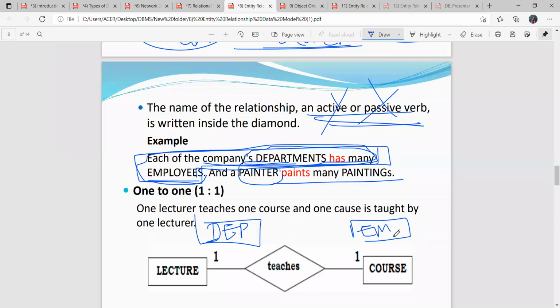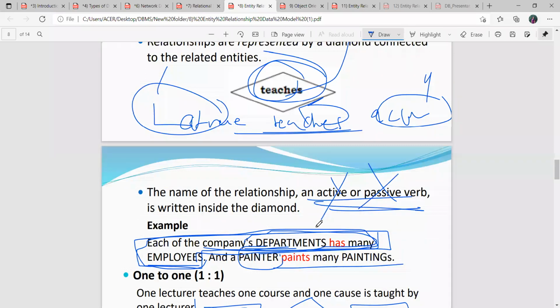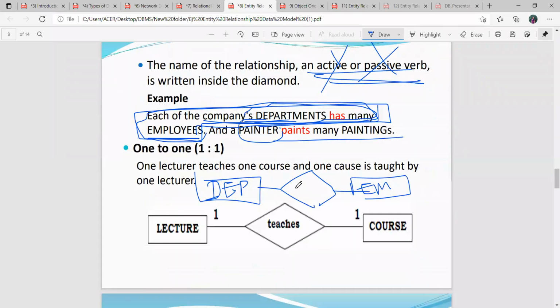Then what is the relationship between these two? Has. So you can use diamond shape. This is called a diamond. You can write has inside this shape. Again, there is another relationship.